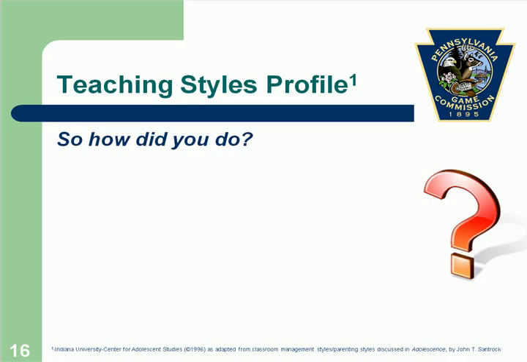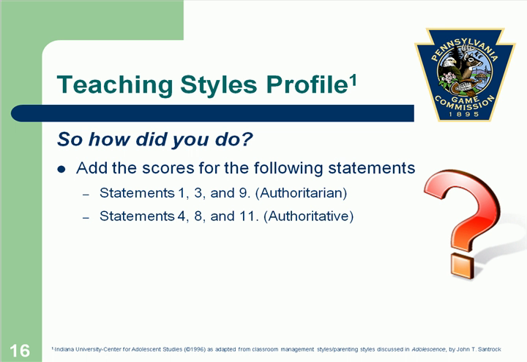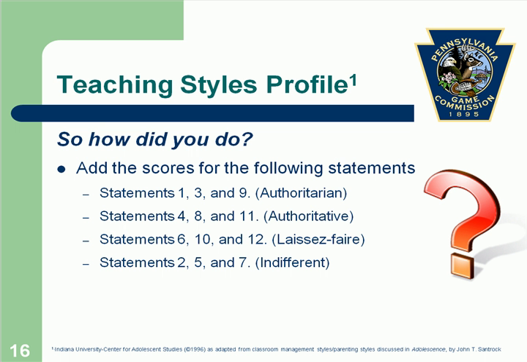So, how do you think you did? Add the scores for the following statements. Statements 1, 3, and 9 are authoritarian. Statements 4, 8, and 11 are authoritative. 6, 10, and 12 are laissez-faire. And 2, 5, and 7 are indifferent.